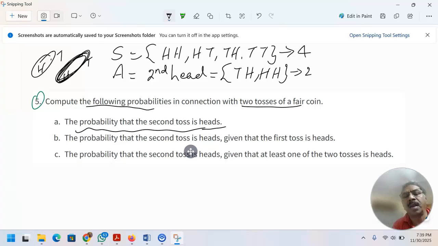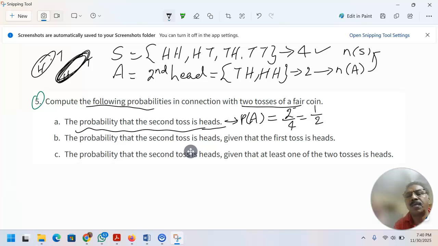So straight away we can write the answer: the probability of A, that the second is head, is 2 out of 4. These are the sample space, which is n of S, and this is n of A. So when you write probability of A, it means it is this divided by that. So you can write directly 2 divided by 4 and you get half. Now we have another question.